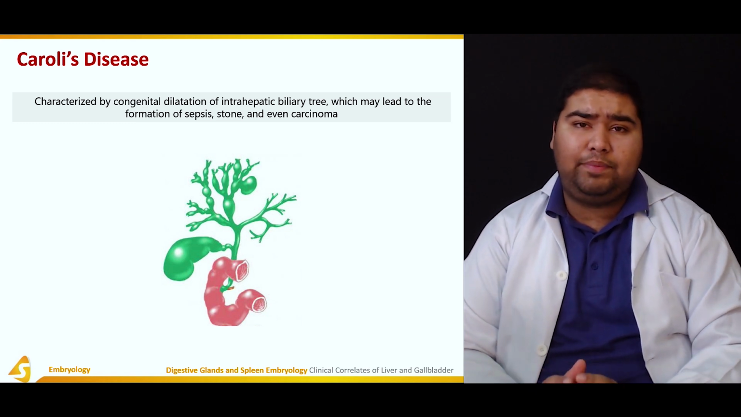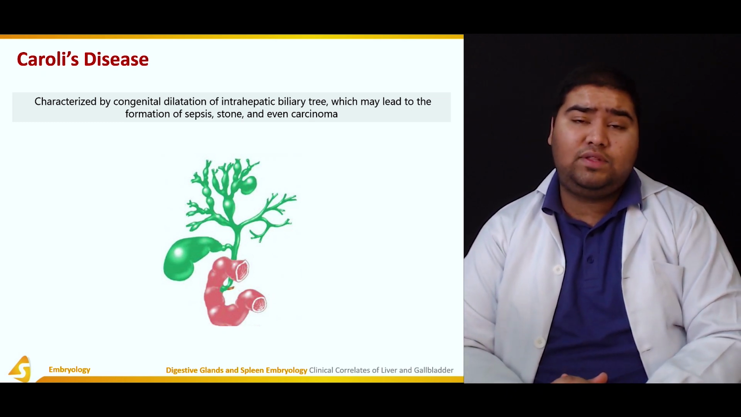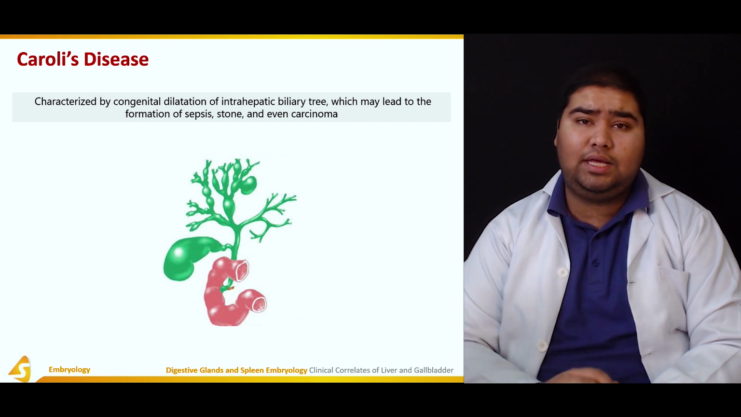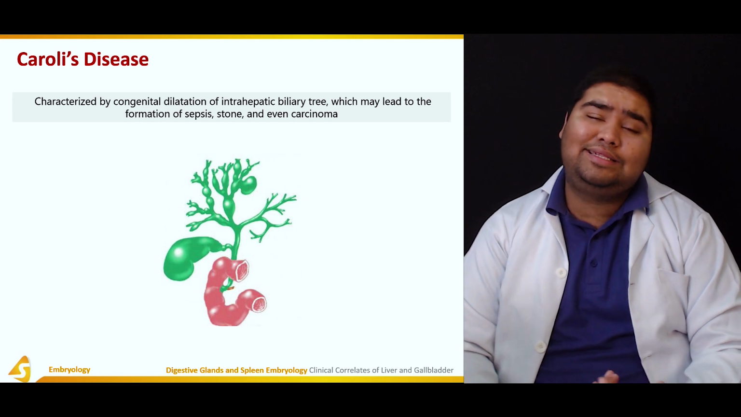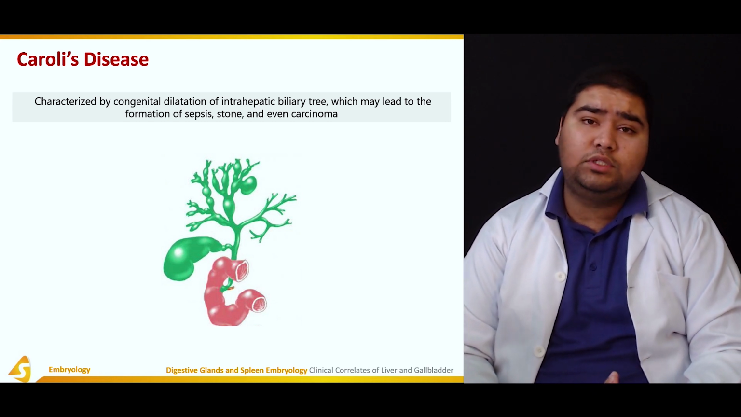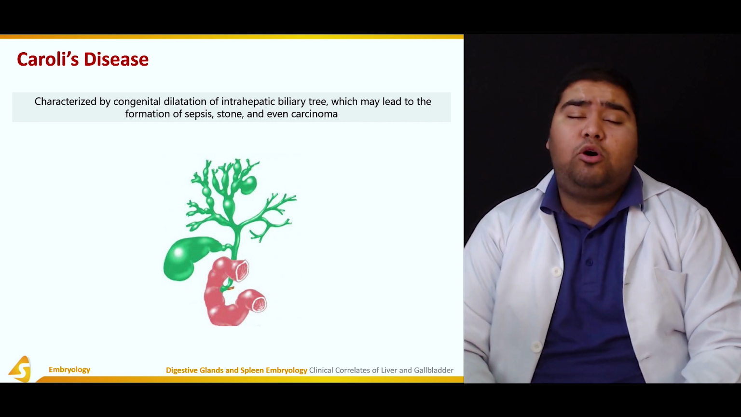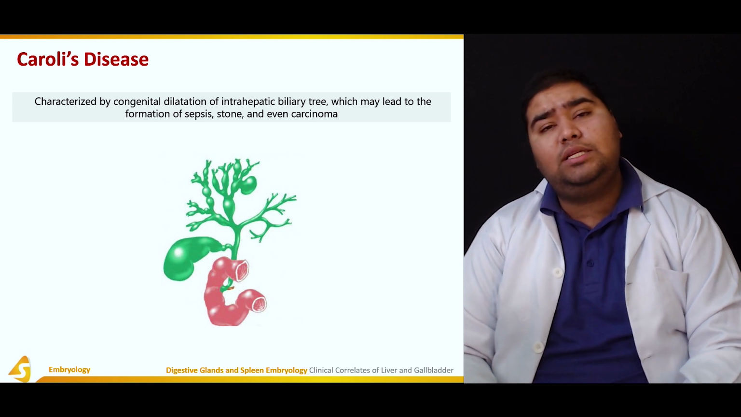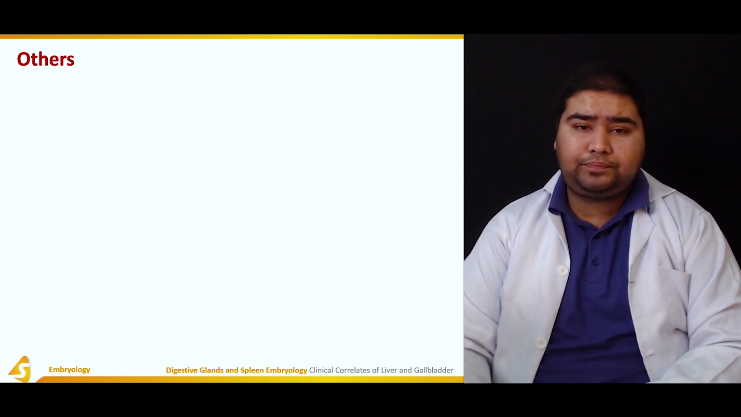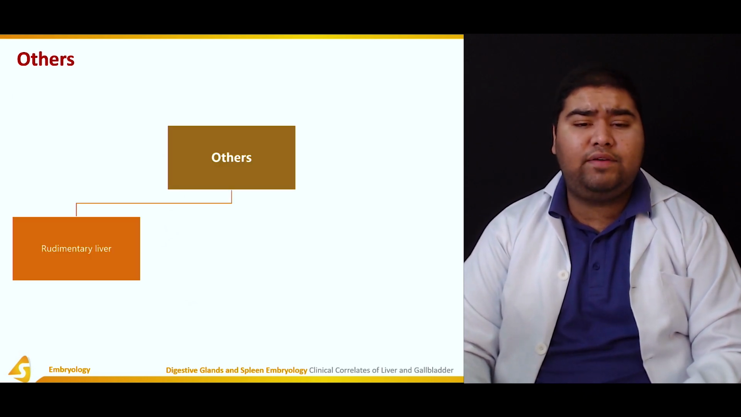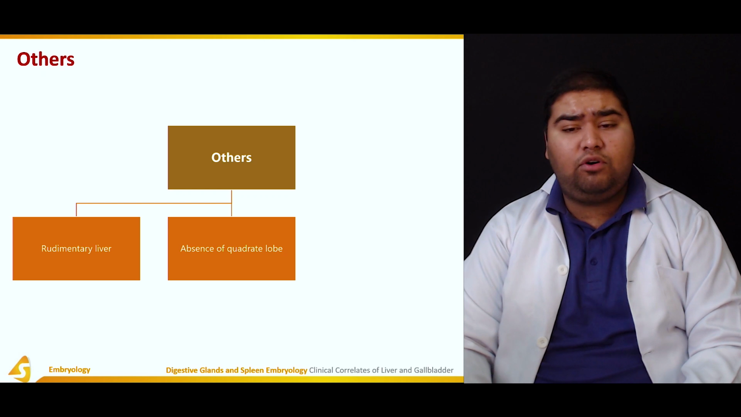So how does that happen? There are dilations within the bile channels. As a result of these dilations, the bile is accumulated in these channels. The accumulated bile becomes stagnant, and this stagnant bile may be a site of sepsis, a site of stone formation, or even there may be metaplasia leading to dysplasia and finally carcinoma. So it is important. Other conditions that may affect the liver include a rudimentary liver, a condition in which a normal liver has not been formed.